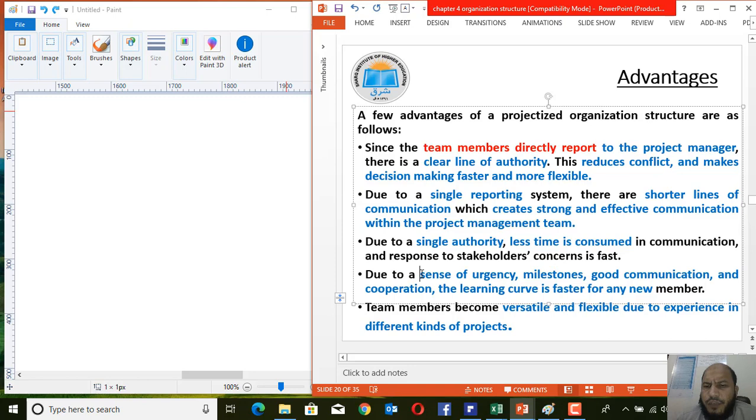And due to sense of urgency, milestones, good communication and cooperation, the learning curve is faster for any new member. So here the employees who will join the organization, they can easily learn about the organization and about the activities which need to be conducted within the organization. Here the team member become versatile and flexible because they will get experience in different kind of projects. So these are some of the advantages of this structure.